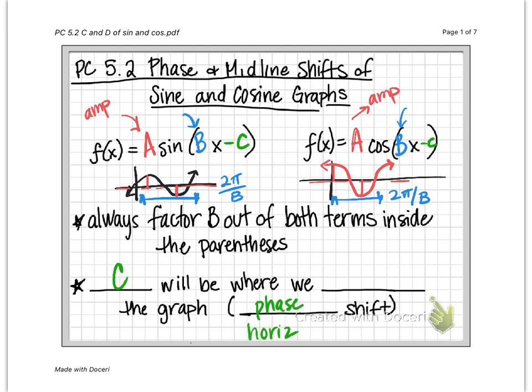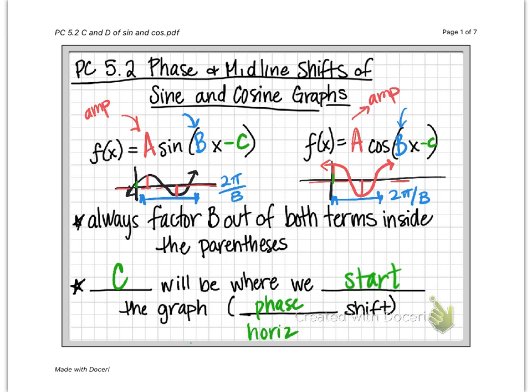And it will also be where we start our graph. So for trig graphs, we always have our 5 critical points, and we've always been starting at 0 for our 5 critical points so far. But now this phase shift will change where we start the graph. So it's going to move it left or right.